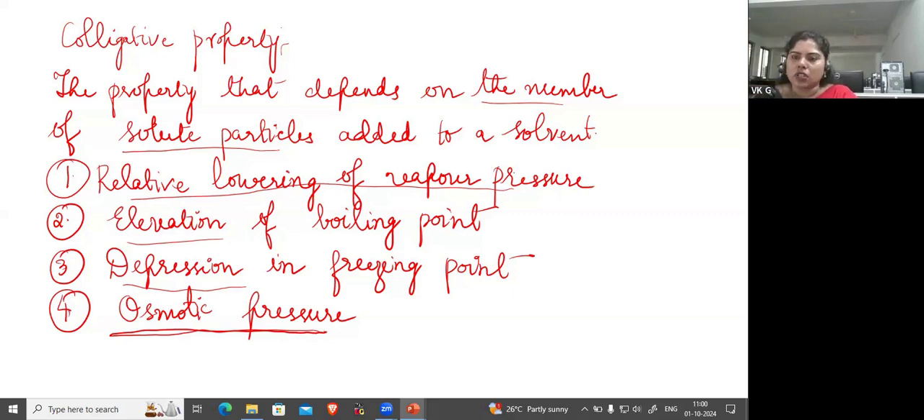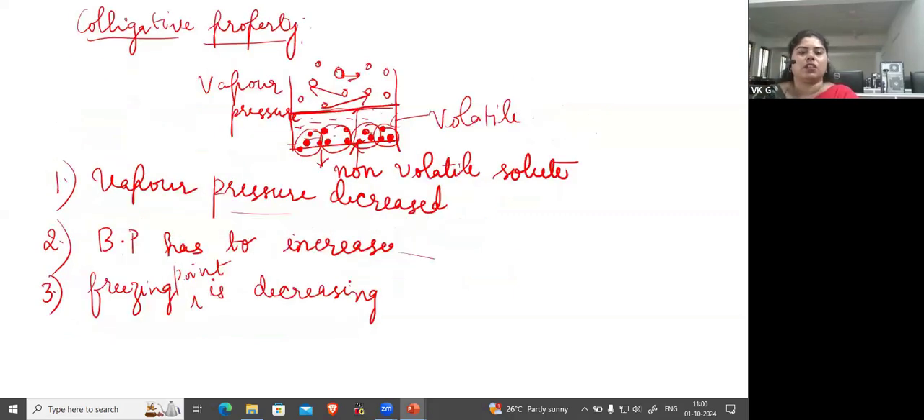I hope you understood what is colligative property. Under that, the 4 colligative properties, once again, it is RLVP shortcut, that is relative lowering of vapor pressure. Then you have elevation in boiling point. Then you have depression in freezing point. And the last one is osmotic pressure. Moving on to the first colligative property, that is relative lowering of vapor pressure.